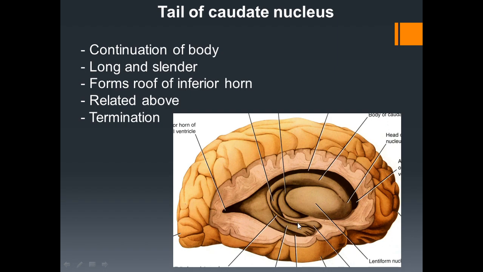Then above it is related to the thalamus, and here this is the thalamus, and it terminates. This tail of the caudate nucleus terminates in a globular structure that is called the amygdaloid body. So this is the amygdaloid body. So it ends in the amygdaloid body.